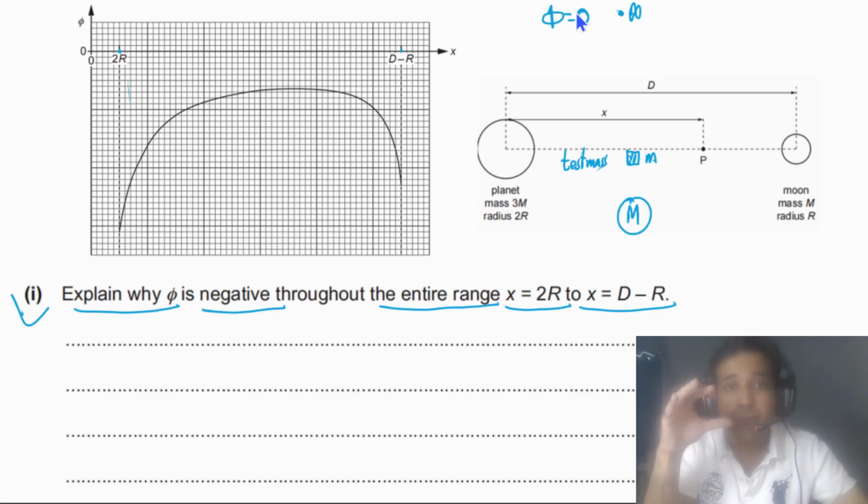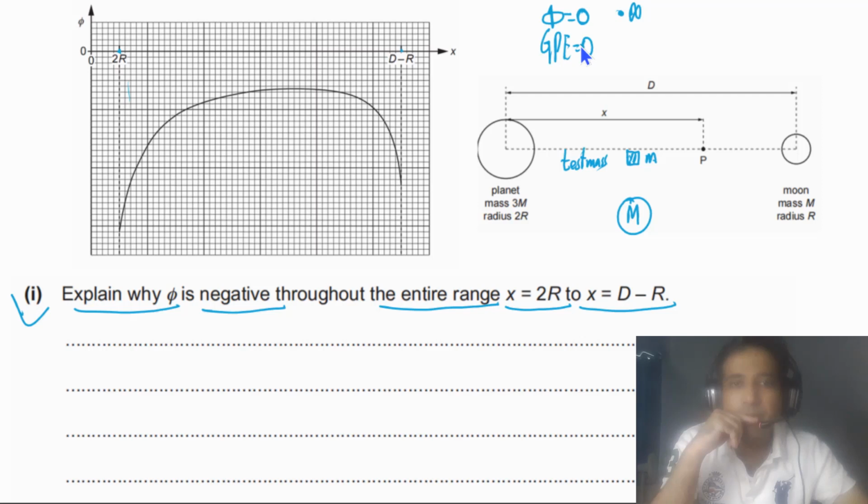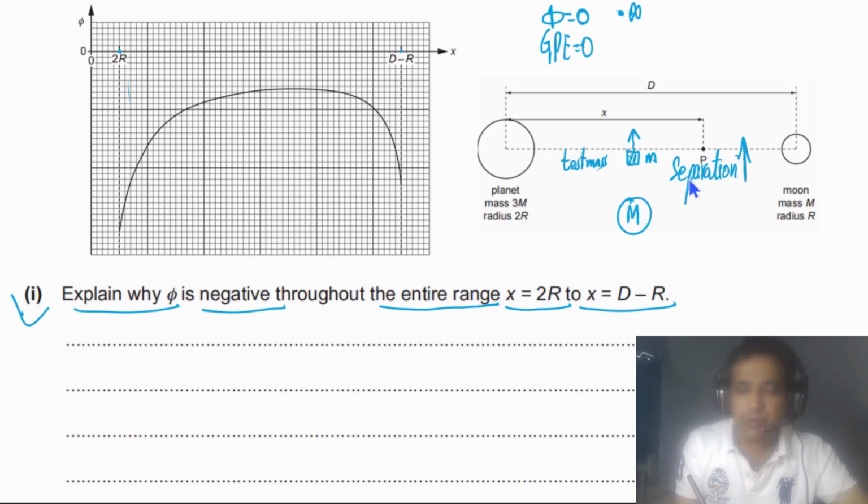Because in physics, potential difference is defined but potential is not defined. That's the reason we assume a reference point, so we always assume infinity as our reference point. So if potential is 0 at infinity, it also means that at infinity GPE is also 0. Now imagine that we move this mass up. Is the separation between these two objects increasing or decreasing? As separation is increasing between these two masses, I hope you will say GPE is also increasing.